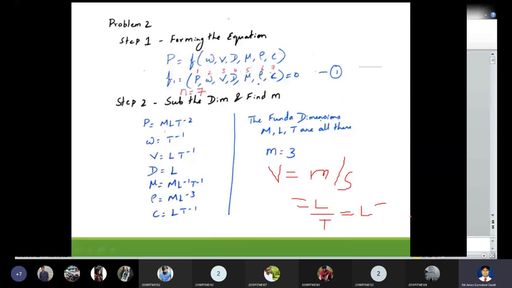Diameter is in meters, so L. Already mu, it's a big term. I've already told you how we are going to get mu. So it's always good to remember the mu value, or else you have to solve one big equation and get this particular value.